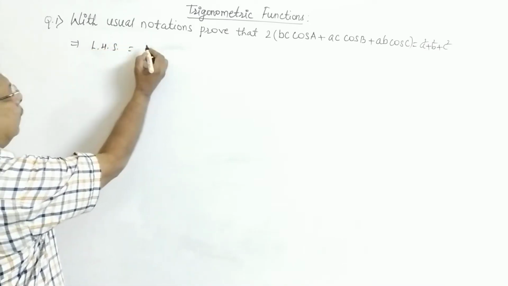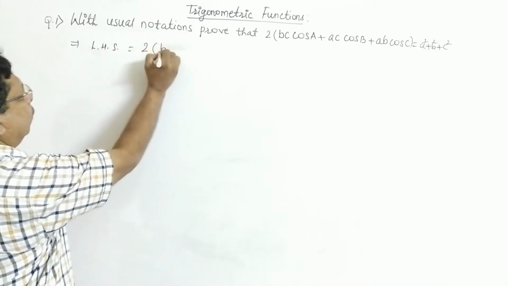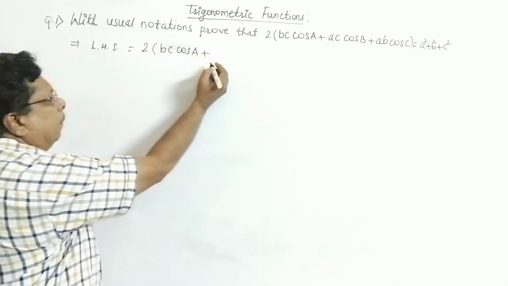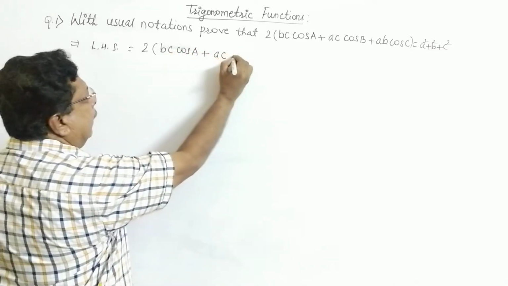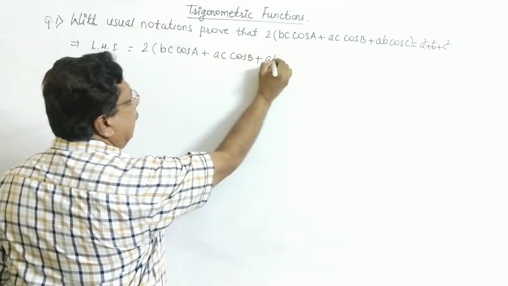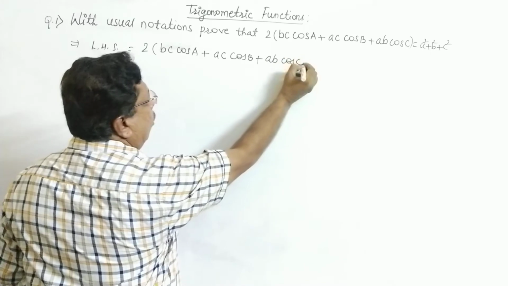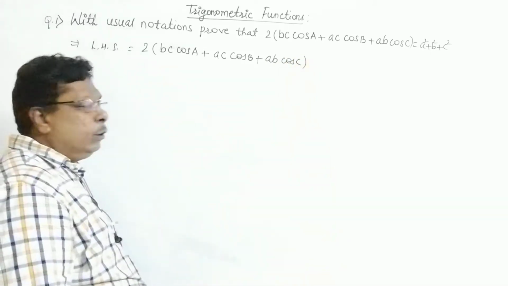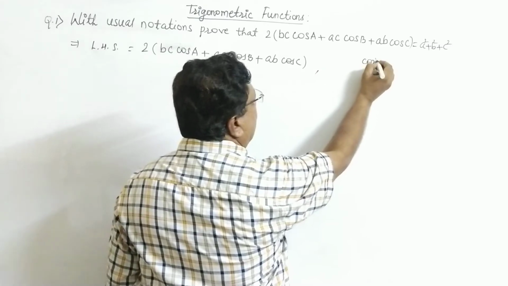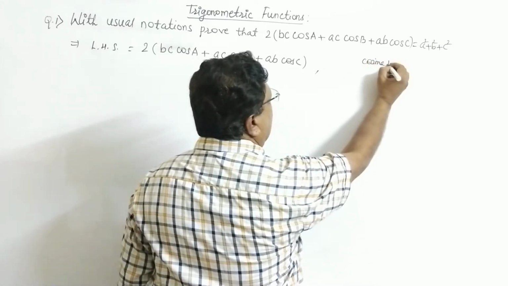LHS is 2 into BC cos A plus AC into cos B plus AB into cos C. So here use the cosine rule. What is cosine rule?